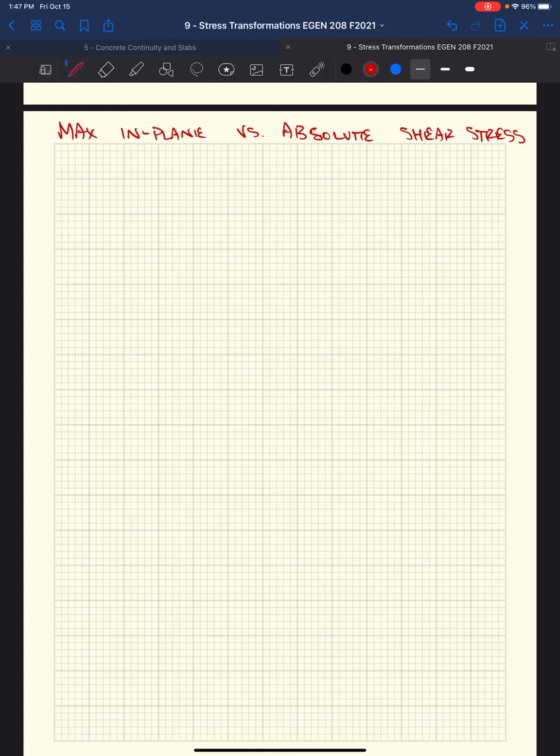But we've talked about maximum in-plane shear stress, okay? Well, there's this idea of this absolute maximum shear stress. So if we look back at our in-plane first, well, that's our maximum shear on our considered plane. Okay, so what does that mean? Well, we have our stress block. We're going to have stresses.